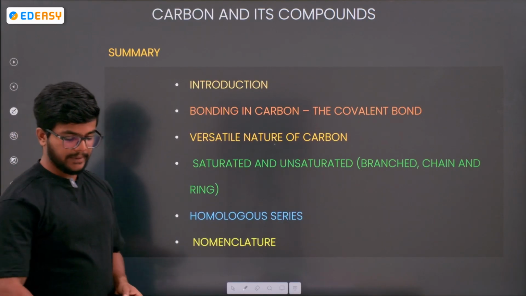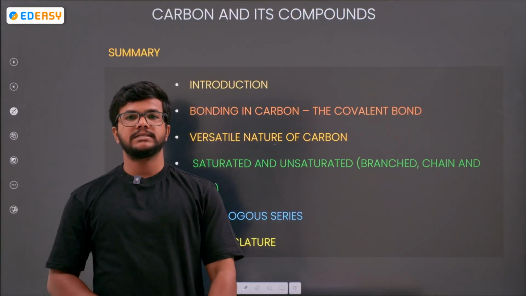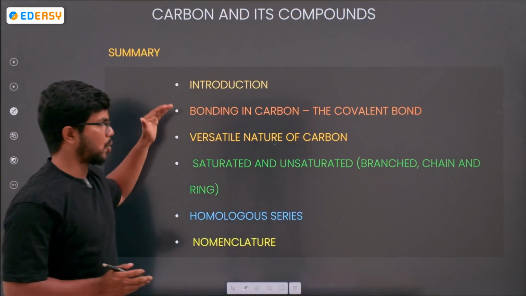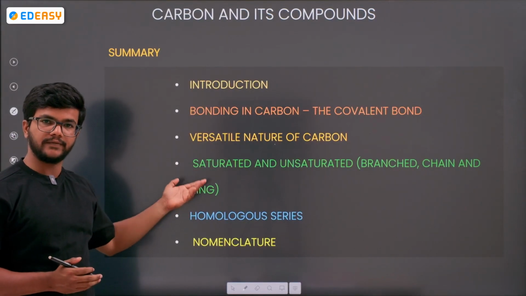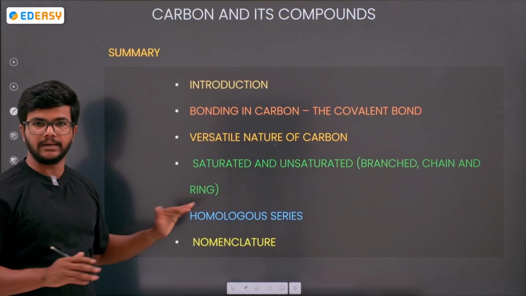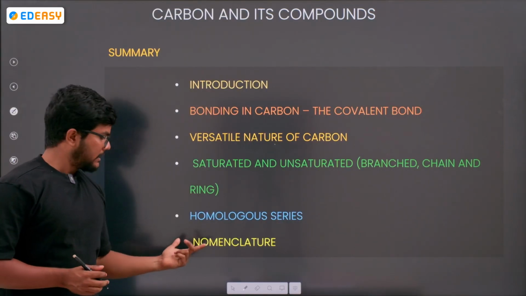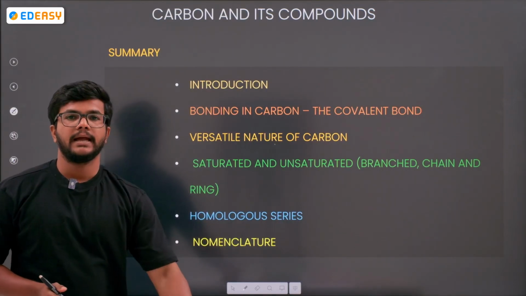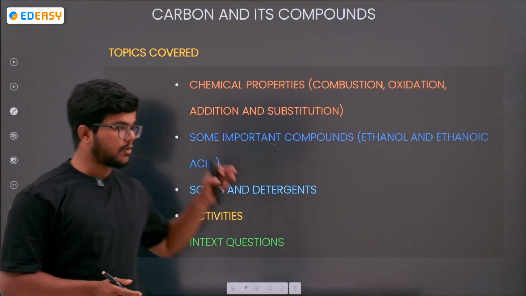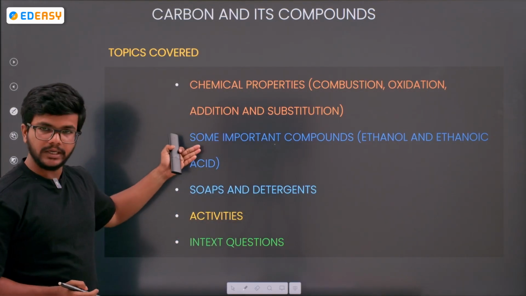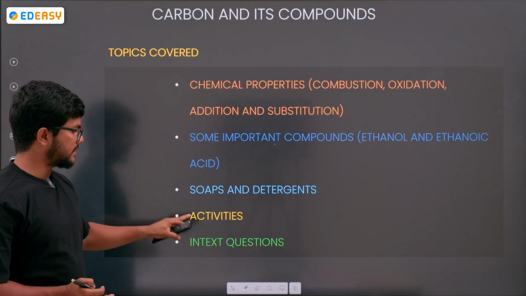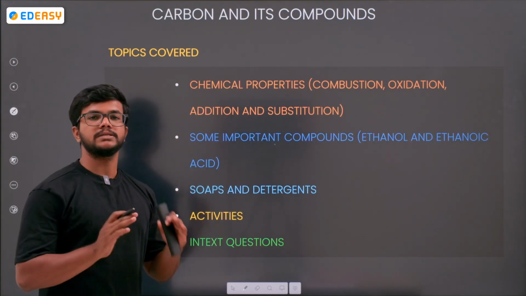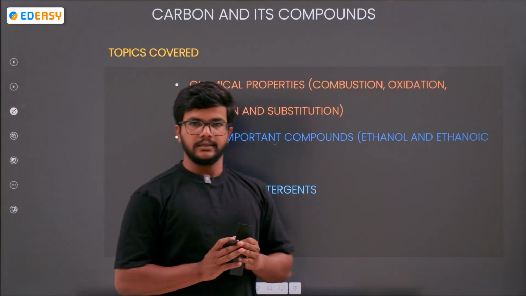Next, the summary. What we have discussed till now: introduction, covalent bond, versatile nature of carbon, saturated and unsaturated compounds with branch, chain and ring. We already completed homologous series and nomenclature. And last is chemical properties, some of the important compounds like ethanol and ethanoic acid, and lastly soaps and detergents with activities and in-text questions. So this is what we discussed in the live session.